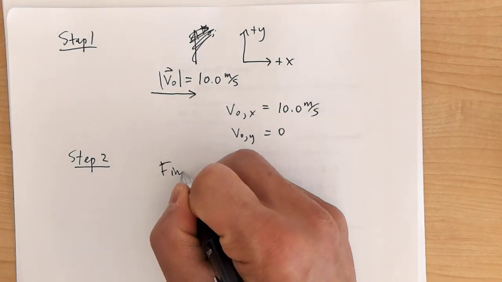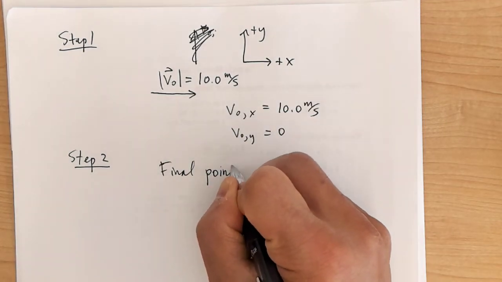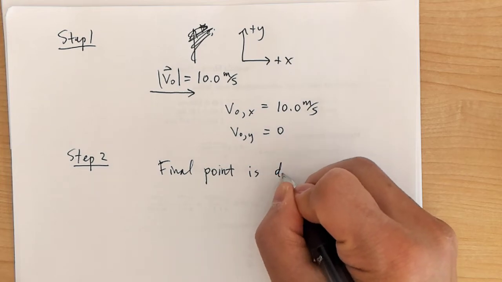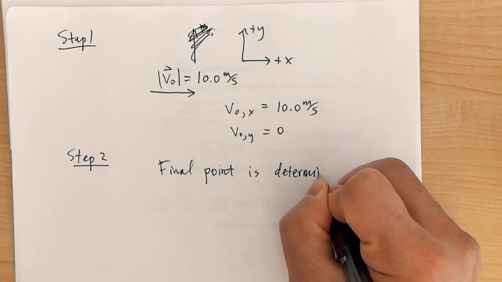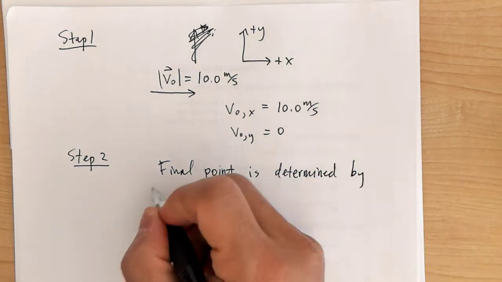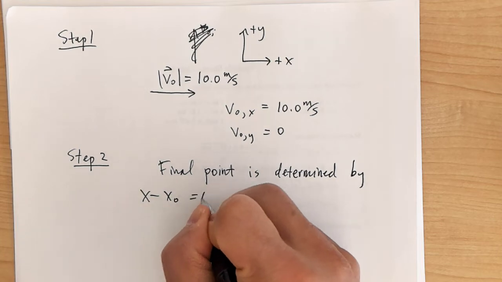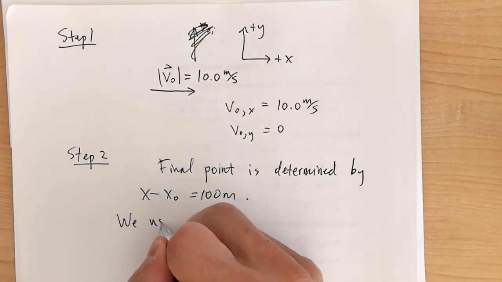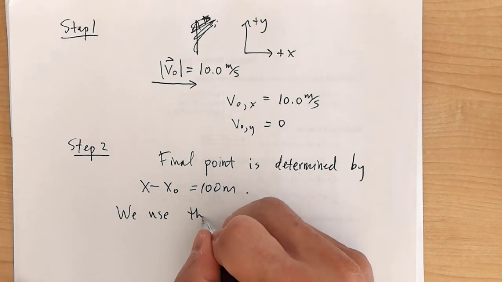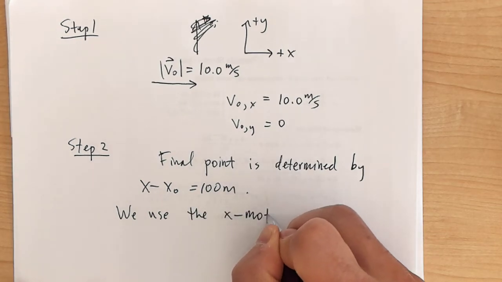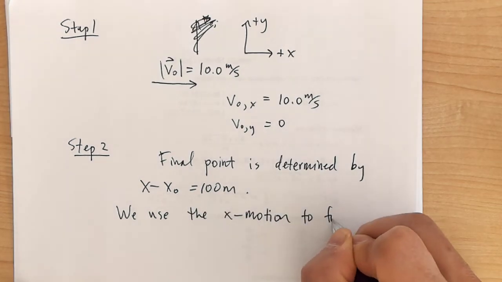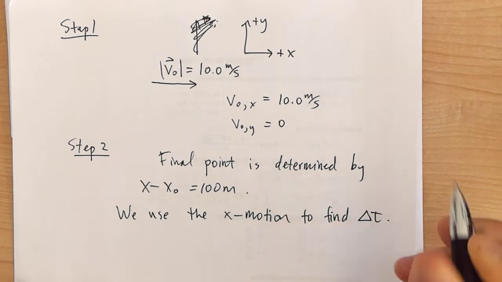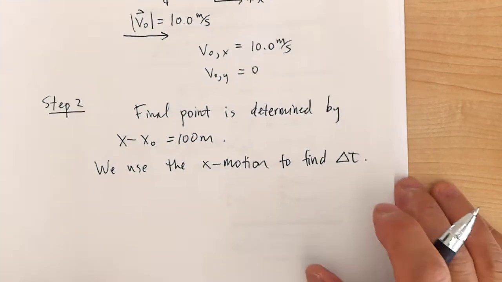So the final point is determined by setting x minus x0 equal to 100 meters. So we use the x motion to find delta t.